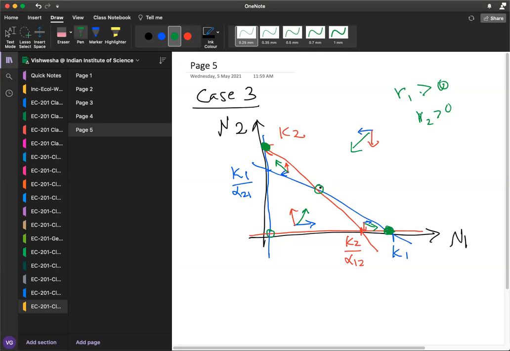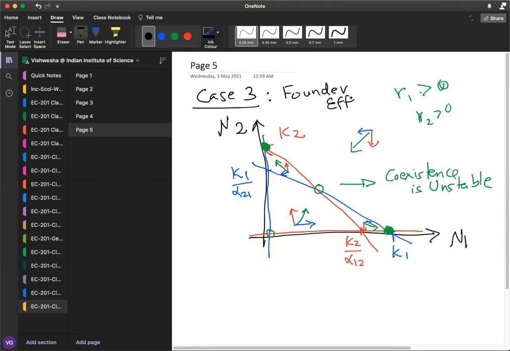So consequently, this has to be an unstable equilibrium, which means here coexistence is unstable. However, depending on where you start, you may reach either all of them being species 1, or all of them being species 2. This is also what we call the founder effect. Founder effect means the initial population size matters for where the system will eventually go.